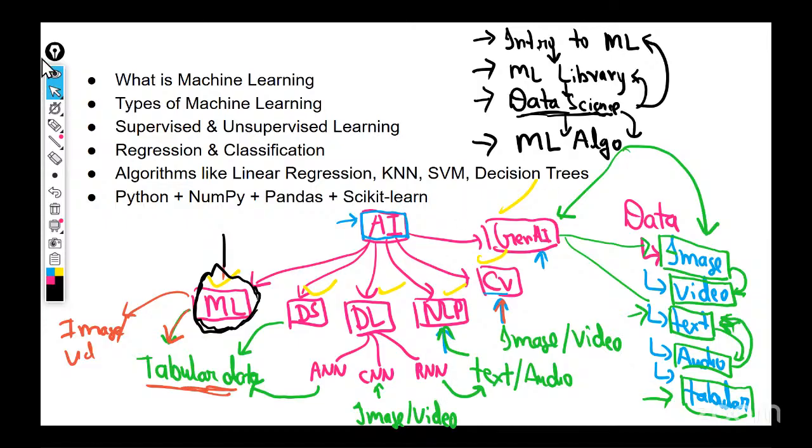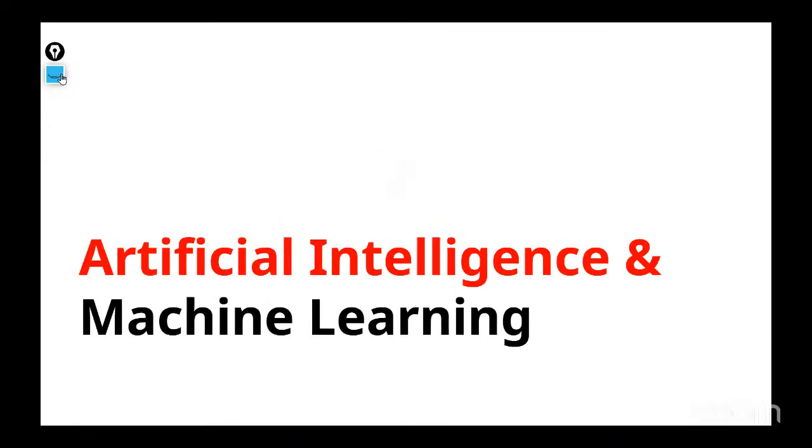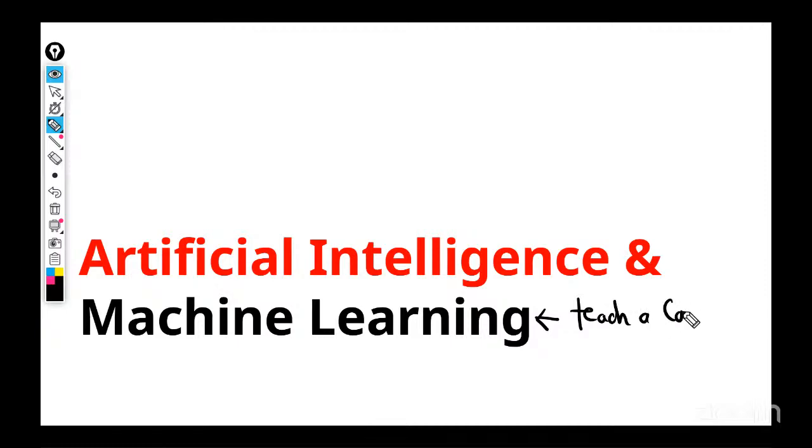Okay, so let's begin now. First thing, let's start with what exactly machine learning is. I already have the slides. So basically, in machine learning, we are just teaching a computer. I will not give a very high definition, three or four lines of definition, and make you confused. I'll give you a very small definition: in machine learning, we teach a computer. That's it.